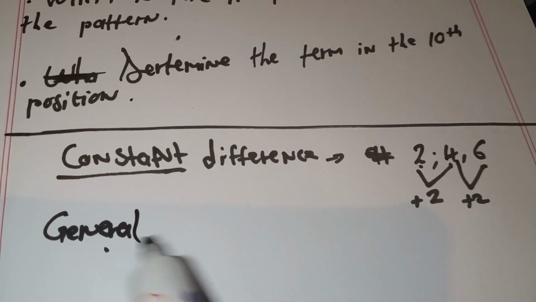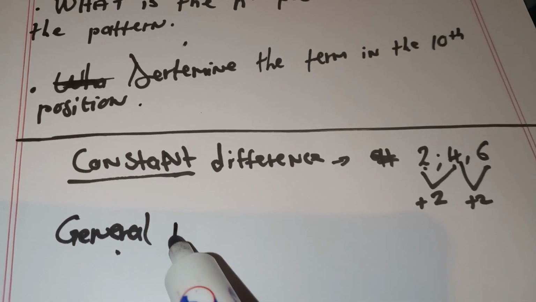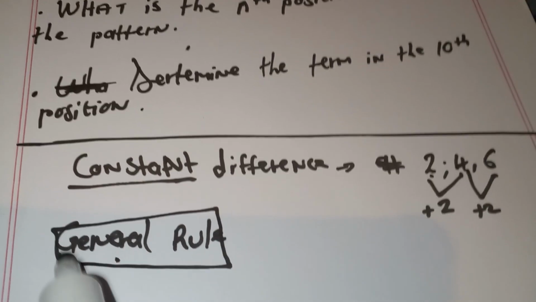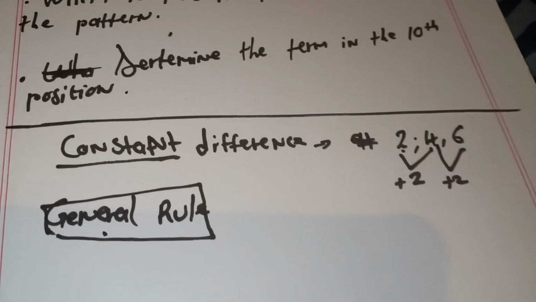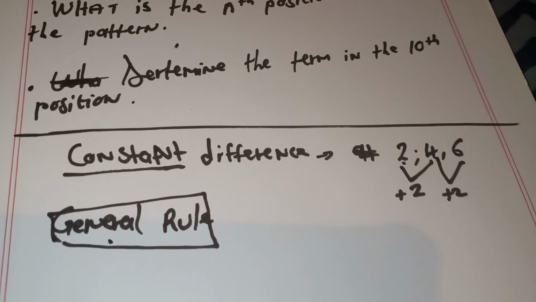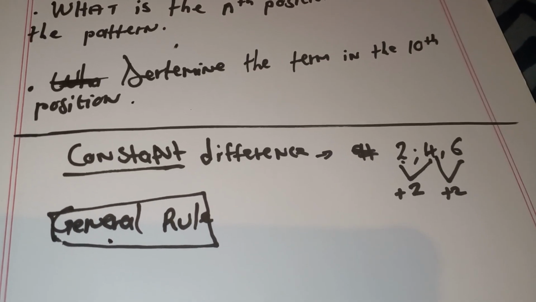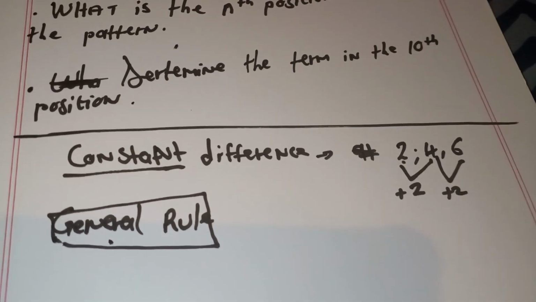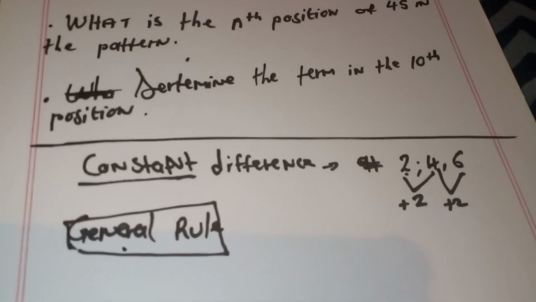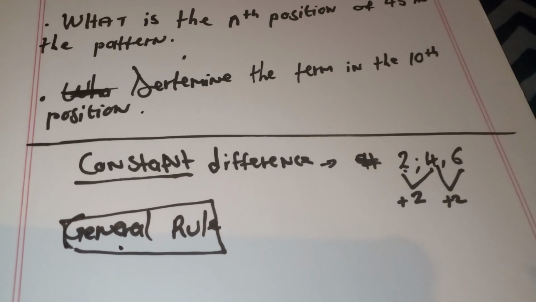Then we have what we call the general rule. The general rule gives us the direction of what happened to the previous term, or it guides us to get to the next term.